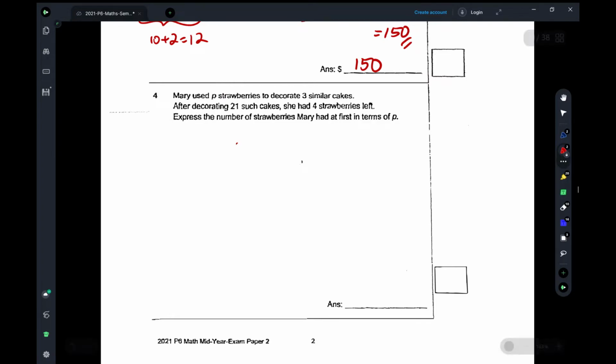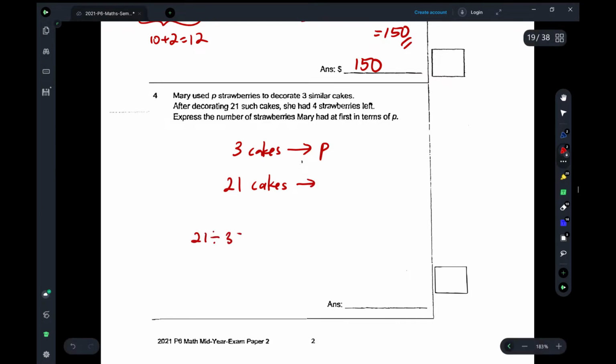So now we know that for 3 cakes, we need P strawberries. If I want to make 21 cakes, how many groups of it are there? 21 divided by 3, we realize that there's 7. So I need to multiply by 7. So this is P multiplied by 7, so it's 7P.